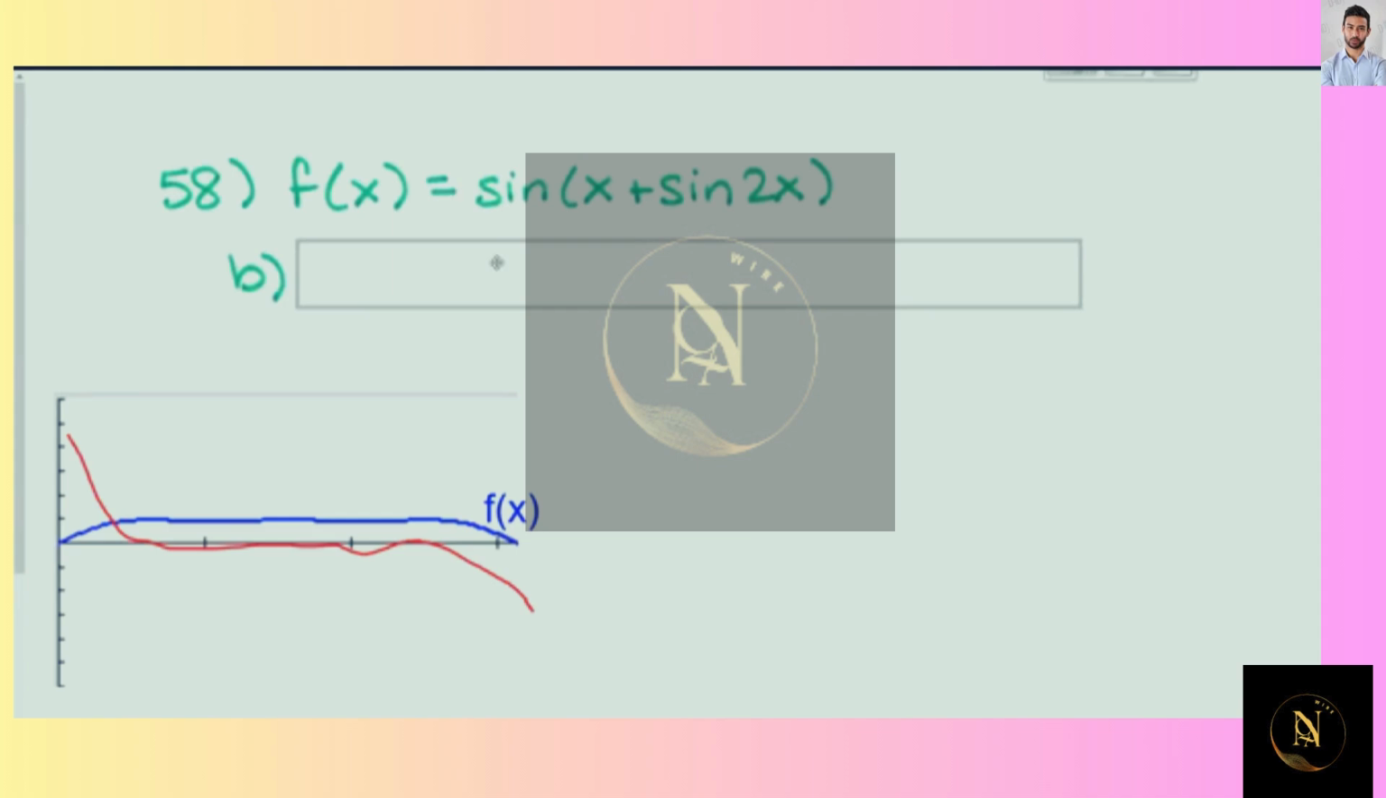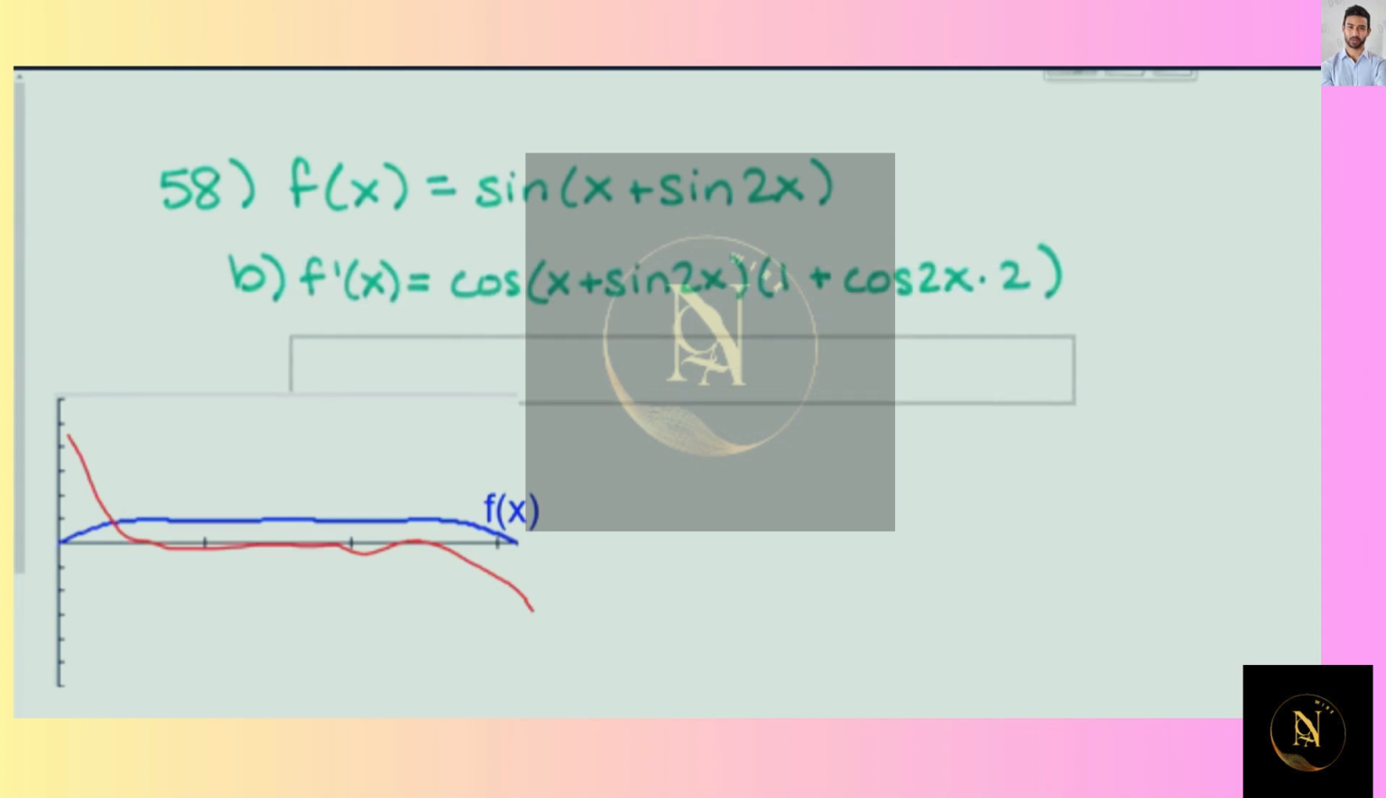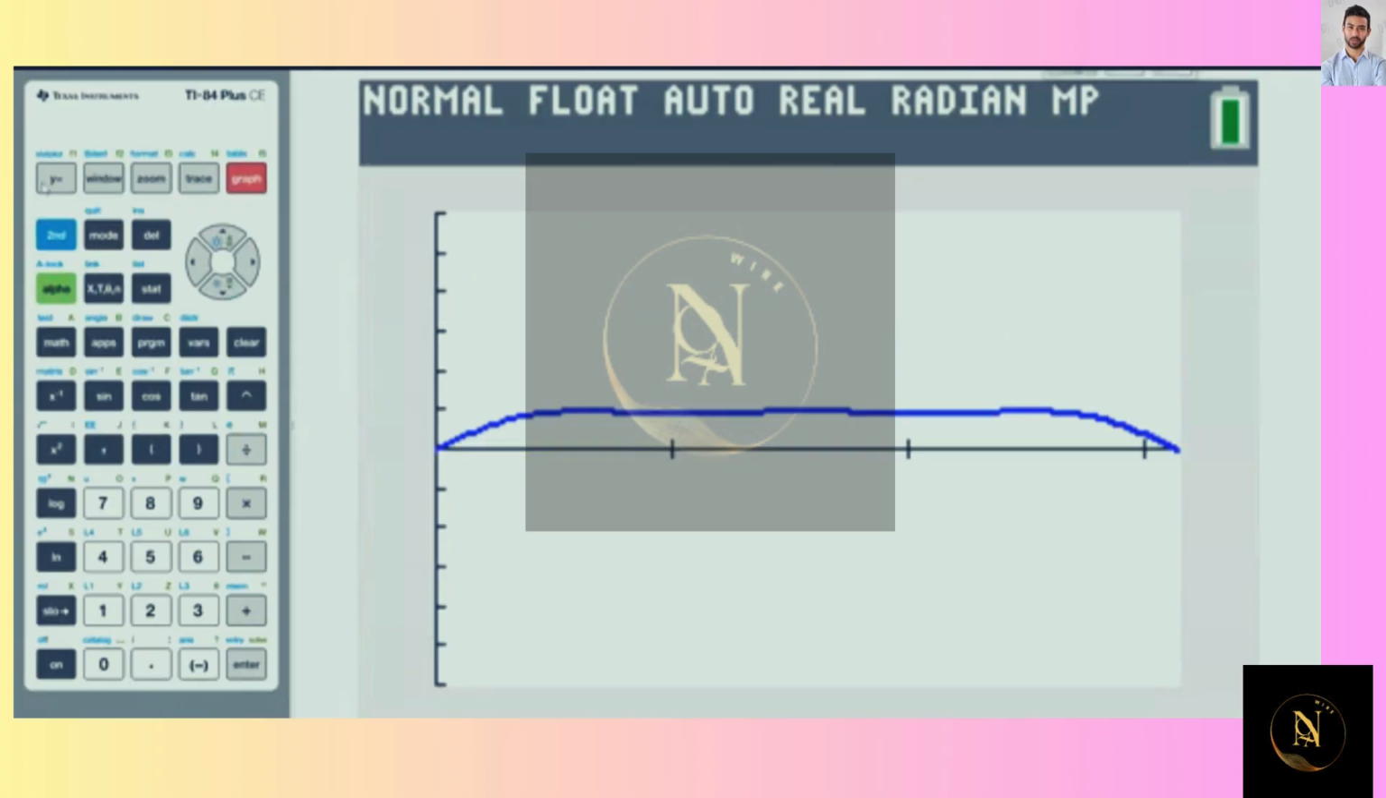So we're going to use the chain rule. And so we have the derivative of sine is cosine, so cosine of the inside, multiplied by the derivative of the inside, so the derivative of x would be 1, and the derivative of sine 2x, we would use the chain rule on that as well, and we would get cosine of 2x times the derivative of its inside, and that would give us an extra 2. So if we put that into the calculator and graph that, let's see what we get.